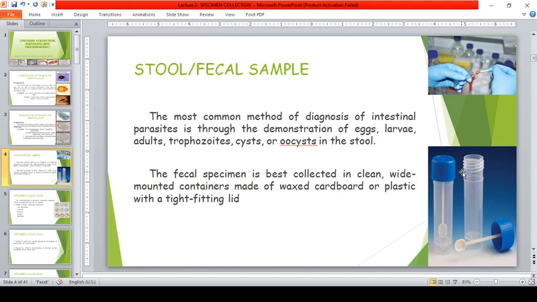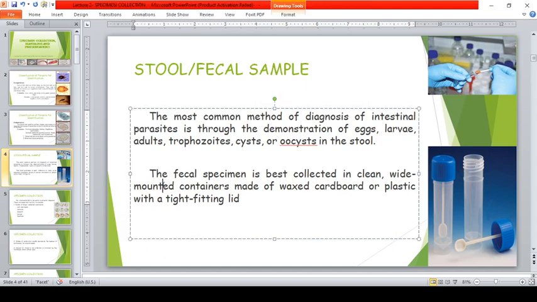Actually, this one is not wide-mouthed. It should be wide-mouthed. Okay, malaki yung bunganga niya, kumbaga malaki, maluwag yung taas na part. The purpose of wide-mouthed containers is mas madaling tumae dun sa container na yun.